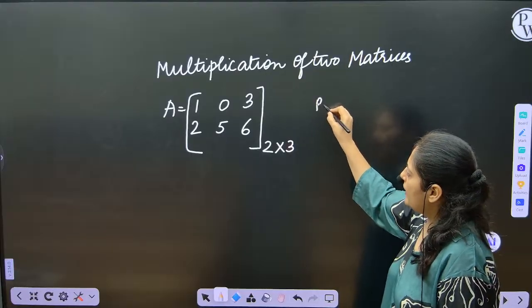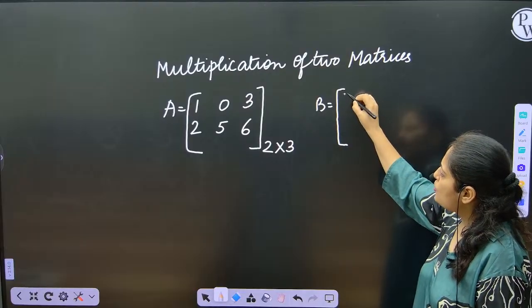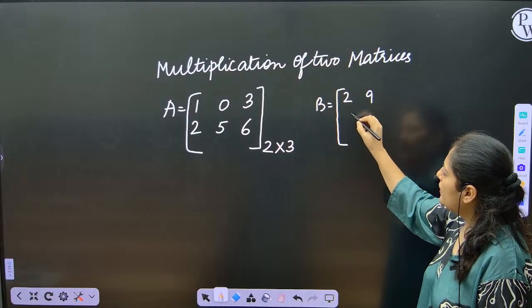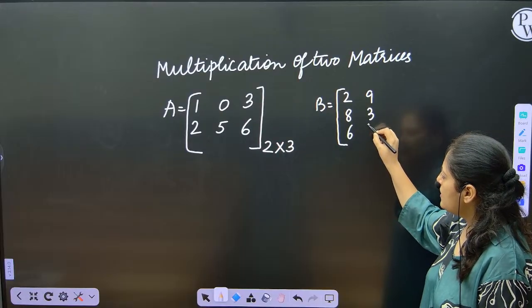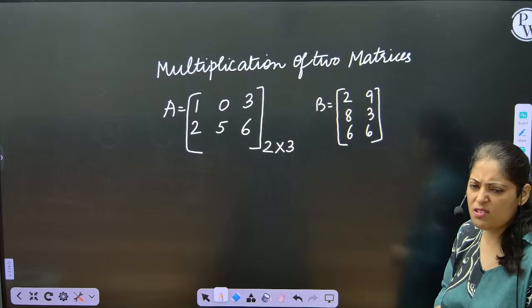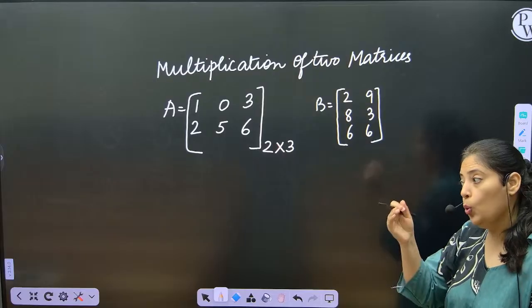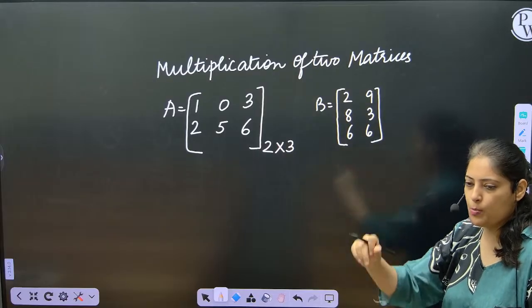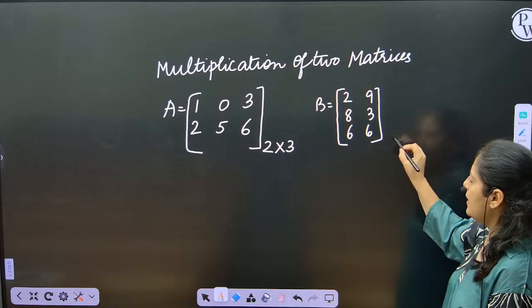Alright. Another matrix, if I'll take, as 2, 9, 8, 3, 6, 6. Elements can be the same also. It is not necessary. Nothing is compulsory. That only this has to be the matrix, then only it is possible. No. But one condition is there for this. Now see that condition.